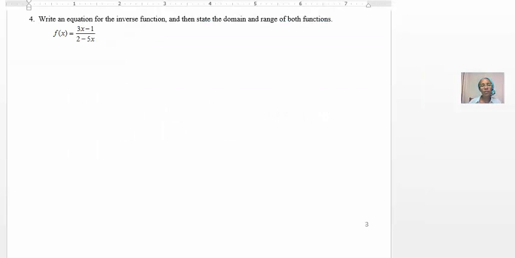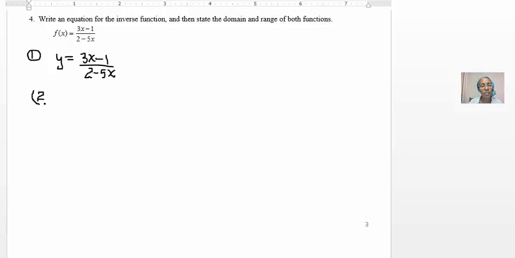So let's look at an example of this by looking at number 4, where we want to write an equation for the inverse function, and we want to state the domain and range of both functions. Notice what my procedure says. It says replace y. Instead of calling this f of x, let's call it y. So that's step 1 of my process.